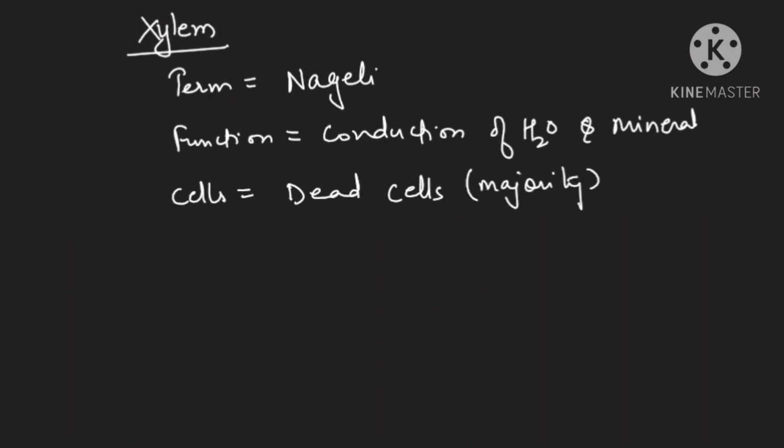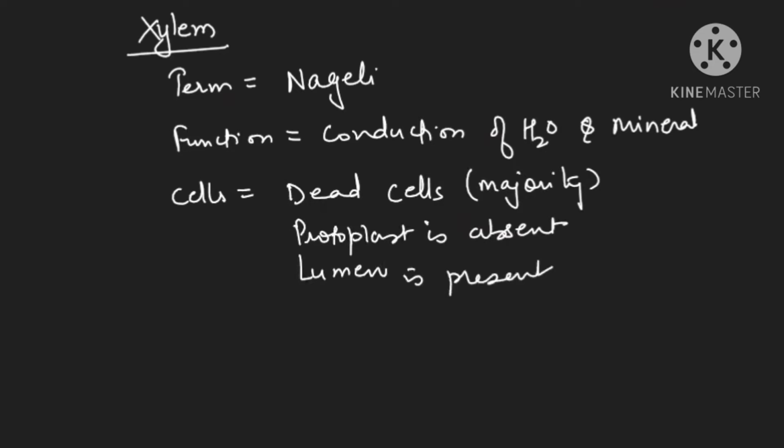If I'm saying dead cells, means protoplast is not there. Protoplast is absent. Instead of protoplast, what is present? Lumen is present there. So for the efficient conduction of water, death of protoplasm is must. Is it clear? Because dead tissues are more developed in the water scarce conditions. They can do the conduction very well.